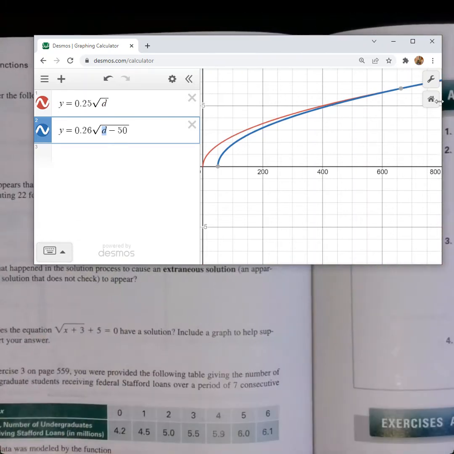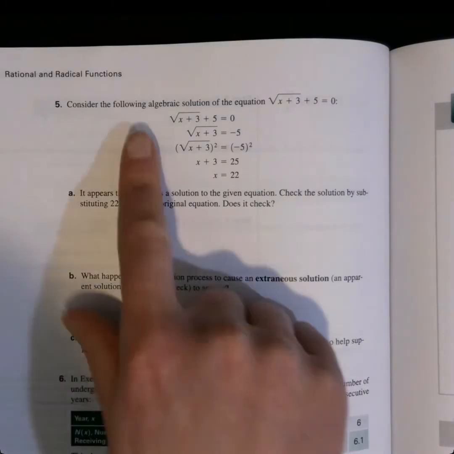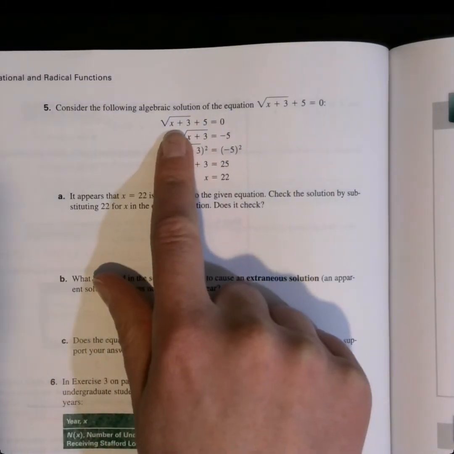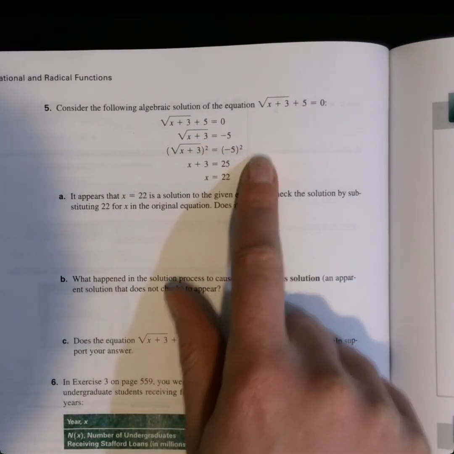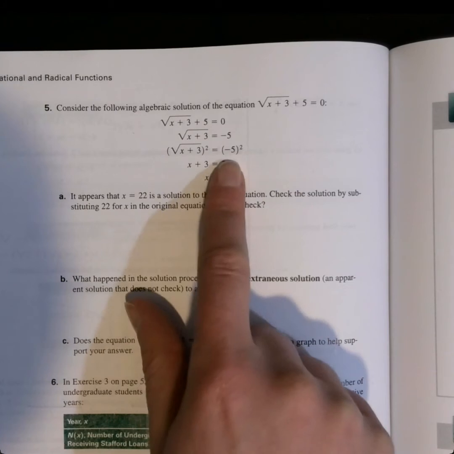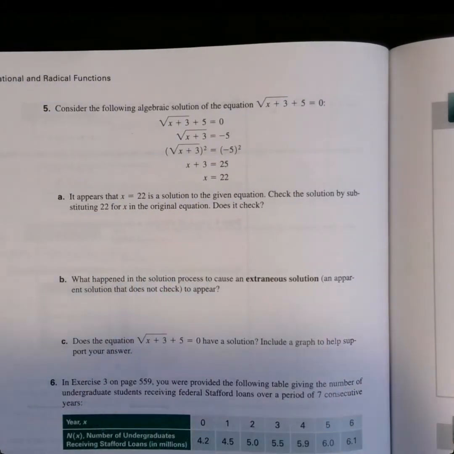All right, on to the next example. Consider this scenario. So we have our equation, we subtracted 5 from both sides, we squared both sides, we subtracted the 3 over, and we got x equals 22. It appears to be the solution. Check it. Does it work?